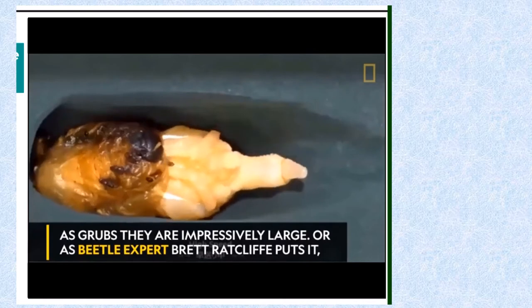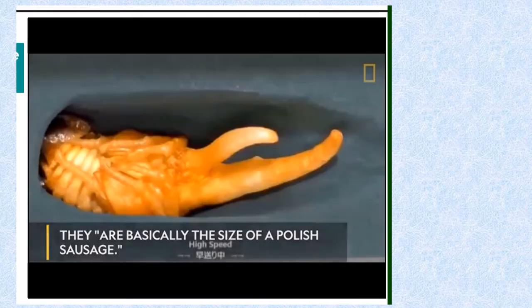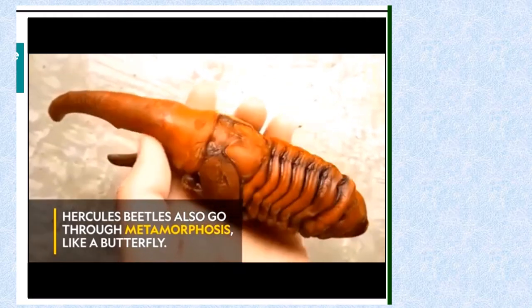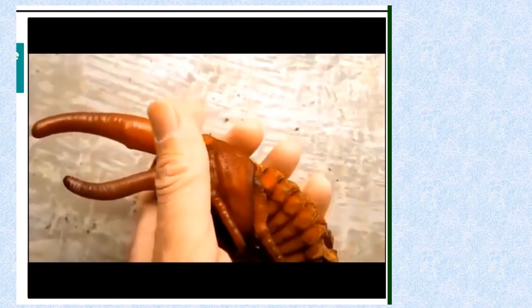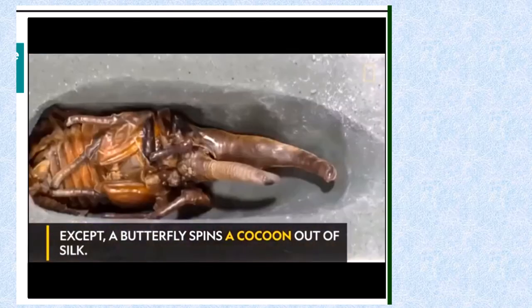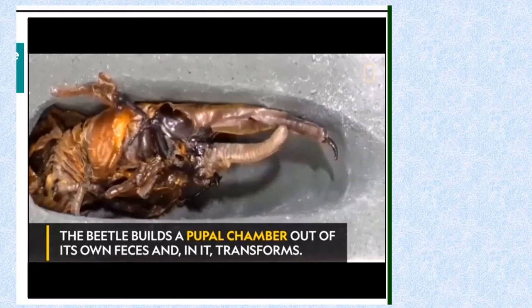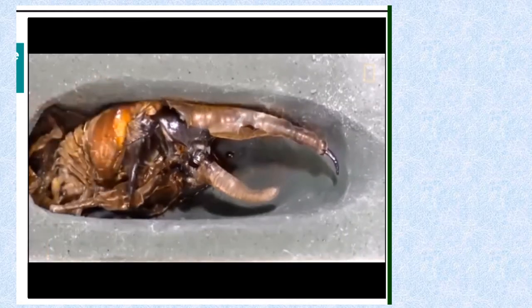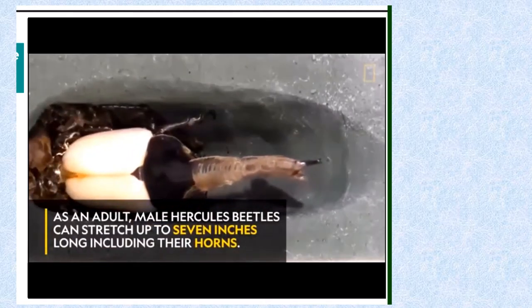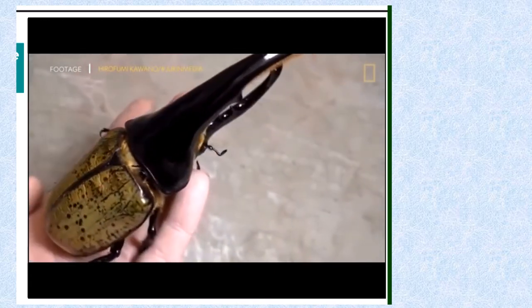Looks a bit gross at the moment, looks a bit like an alien, doesn't it? It's the size of a Polish sausage. Look how enormous this pupa is. Can you see what it makes its pupa out of? Yuck. Wow, isn't that beautiful?